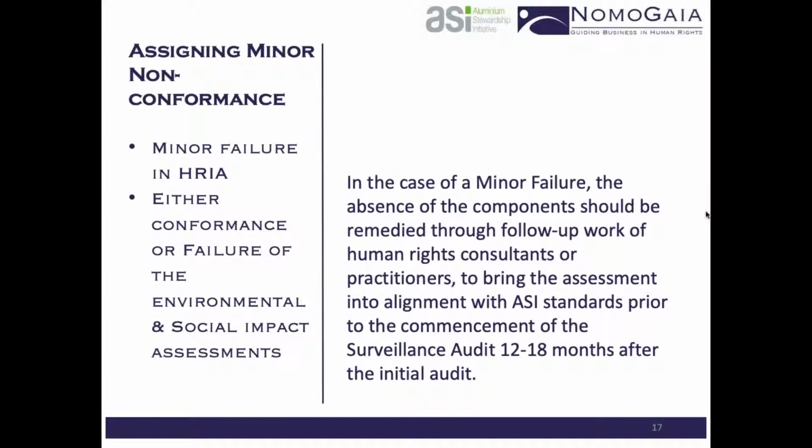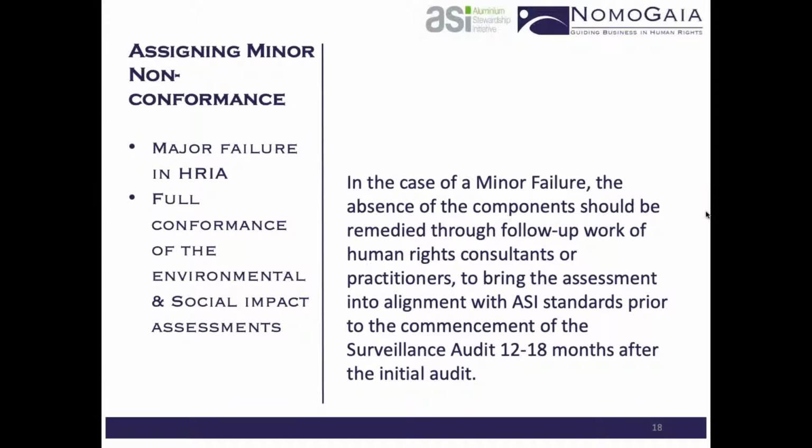But our guidance is that a minor failure in the HRIA, along with either a conformance or minor failure in the environmental and social impacts, would result in a minor non-conformance. Now, if you had a major failure in the HRIA and then full conformance of the environmental and social impact assessment, which is a possible outcome because, as Kendyl had said, the other impact assessments have been much more long-lived, so it is entirely possible that you would walk into a member organization and they would have a fully conforming environmental and social impact assessment and perhaps no or a major failing HRIA.